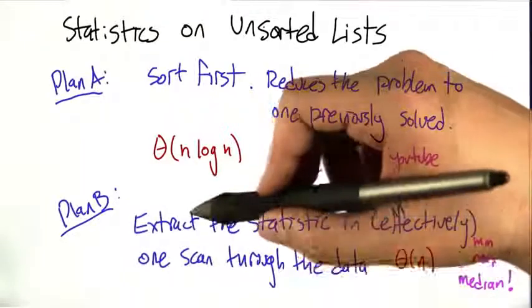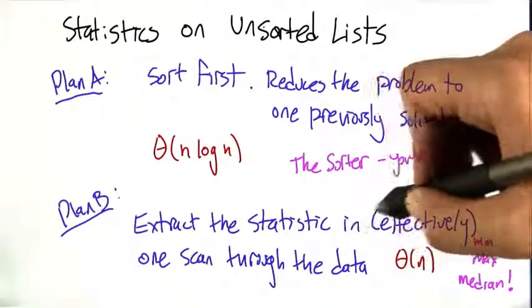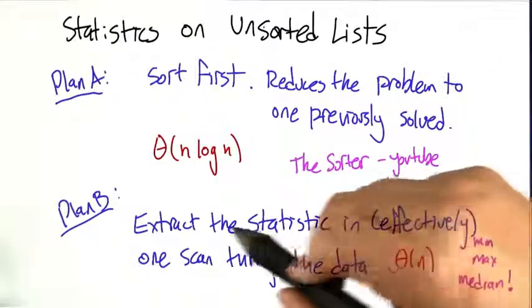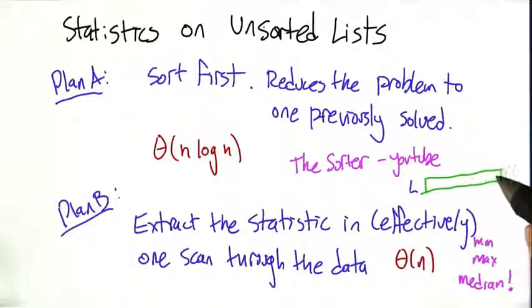So plan B is to try to extract the statistic that we're looking for in effectively one scan through the data, so big theta of n. And in the time that it takes to zip through the list looking at the values, we should be able to get certainly the min and the max. Turns out we can actually get the median as well, which is a really interesting result.